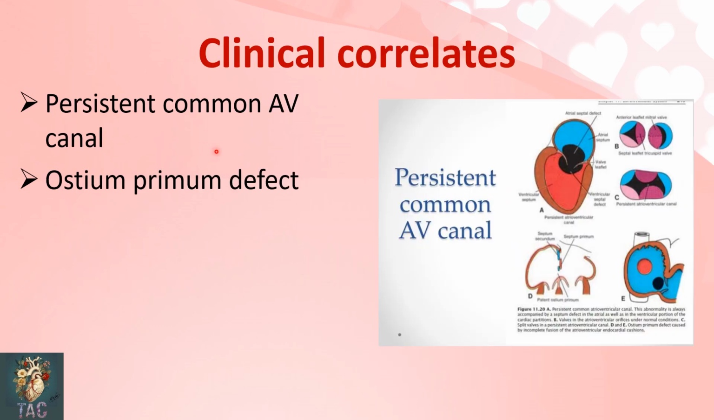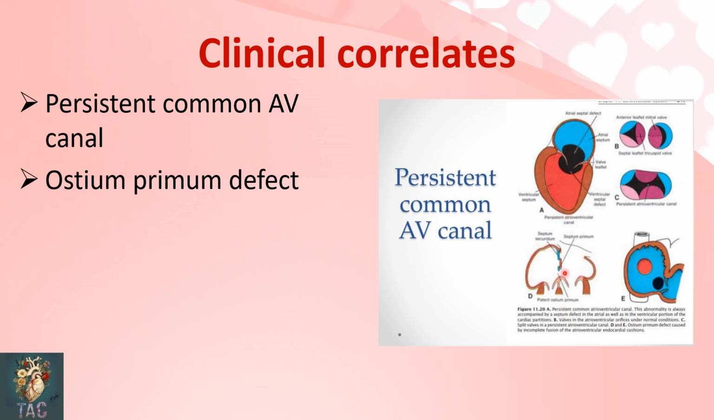Another clinical correlate is the persistent AV canal and the ostium primum defect. In this you can see the AV canal is common. There is a common AV canal. There is no partitioning of the atrioventricular canal. So this one is the normal, in which you can see separate AV canals, and in this condition you can see there is a persistent AV canal. So a common chamber between two atria and two ventricles, and the defect is because of the ostium primum.